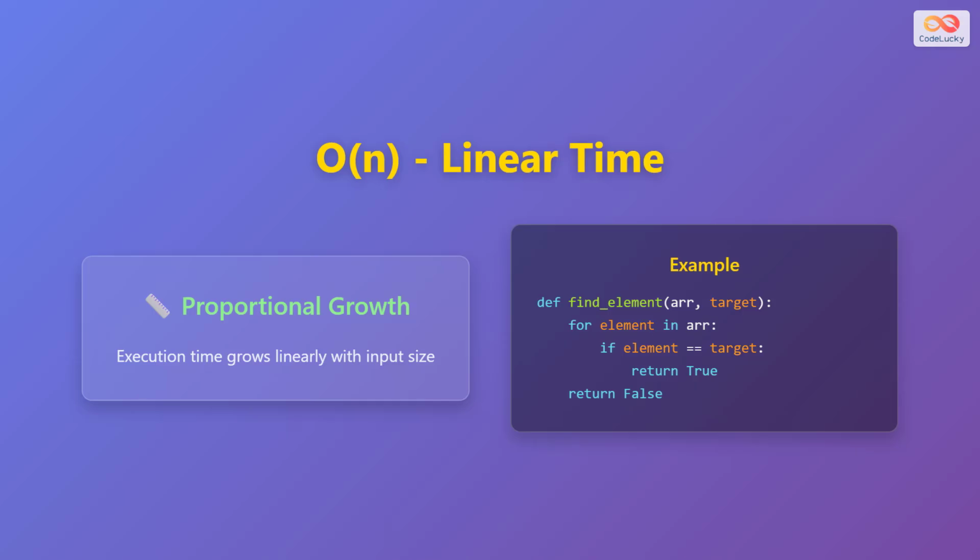Next up, let's understand big O of n or linear time. An algorithm is said to be linear time if the execution time grows linearly with the input size. For instance, think about a function findElement that searches for a specific element in an array. In the worst case, we might have to look at every single element in the array to find the target element. As the size of the array increases, the amount of time it takes to find the element also increases proportionally.